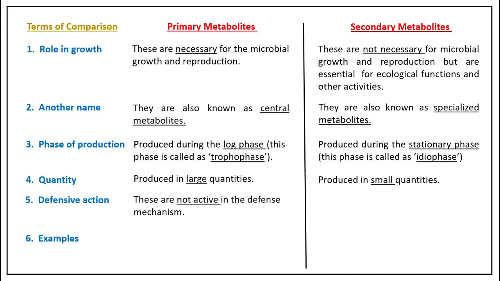Quantity: primary metabolites are produced in large quantities, okay, and secondary metabolites are produced in small quantities. Defensive action, okay, primary metabolites are not actively involved in defense mechanism. Secondary metabolites are actively involved in defensive mechanism. What kind of defense mechanism? You will understand with the help of examples.